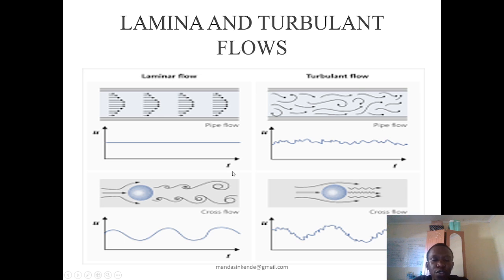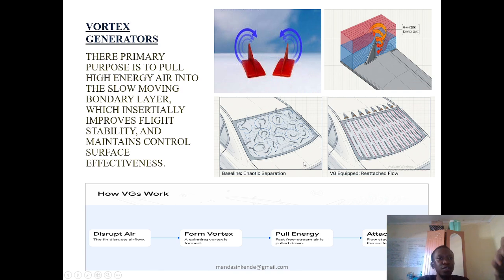So essentially, creating more turbulence on the surface is what's going to allow for more attachment of the boundary layer. These vortex generators form vortices, as we've explained. They are more like tornadoes on the surface.